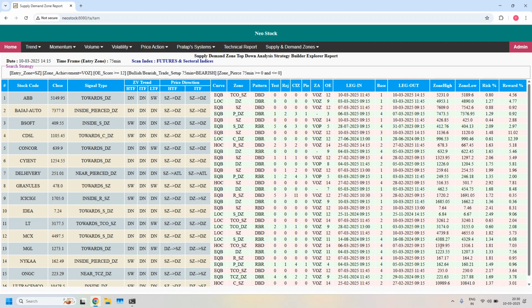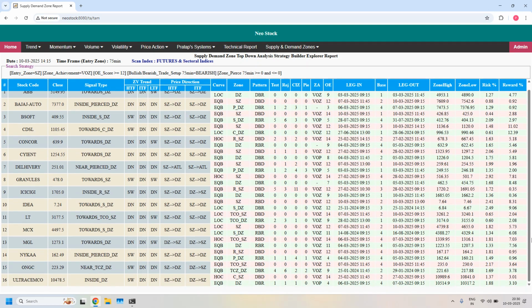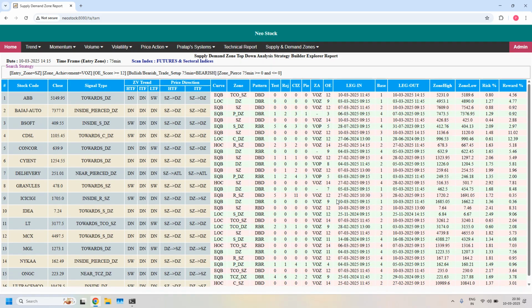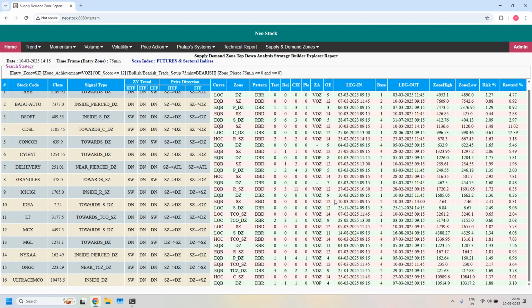First 15 stocks. Scrolling the list down. So total 16. So all these demand zones are having, sorry, not demand zones, supply zones. All these supply zones are having a bearish trade setup for weekly income trade.